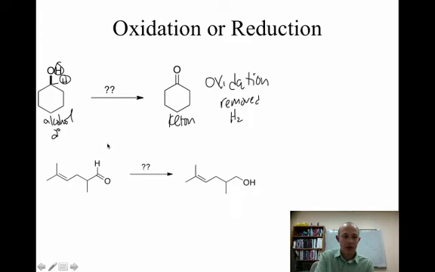In this case, we're going from an aldehyde to a primary alcohol. We added a hydrogen to this oxygen and we added a hydrogen to this carbon. Now this carbon has two hydrogens on it, whereas it only had one previously. This is going to be called a reduction.